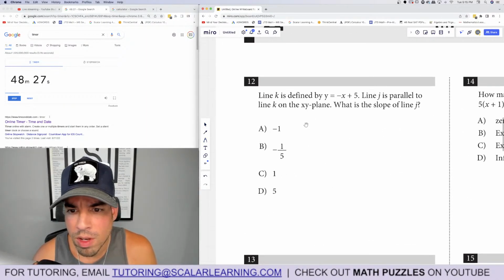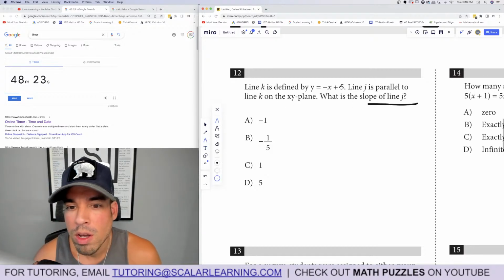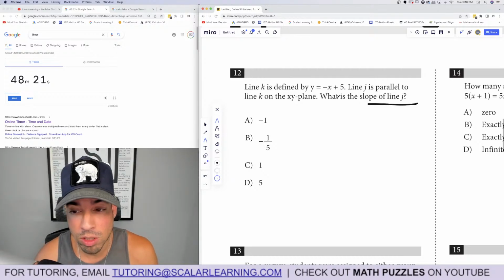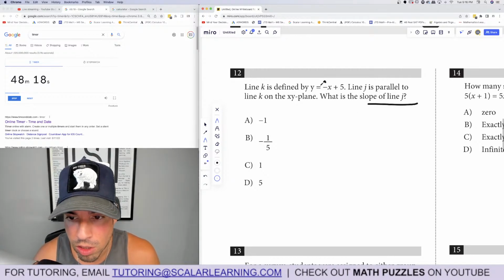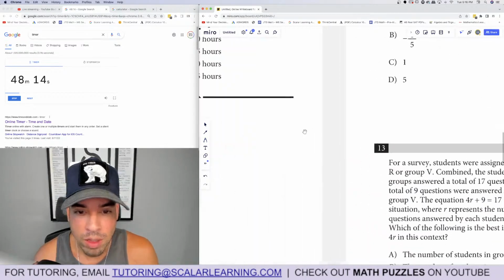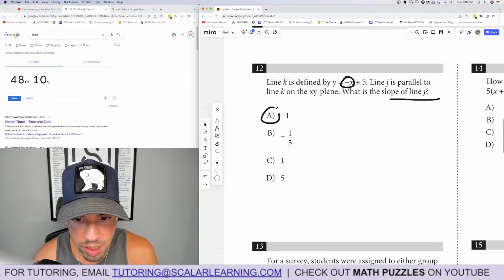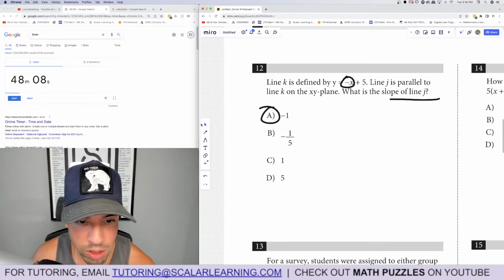Okay, now we go to 12. Line K is defined by that. Line J is parallel. What is the slope? Well, guess what? Parallel lines have the same slope, okay? Same rise over run. This is a slope of -1, so this would be -1. Boom, done. Wait, I'm just being picky, I just want to be consistent. I'm always circling the letter, not the whole answer.